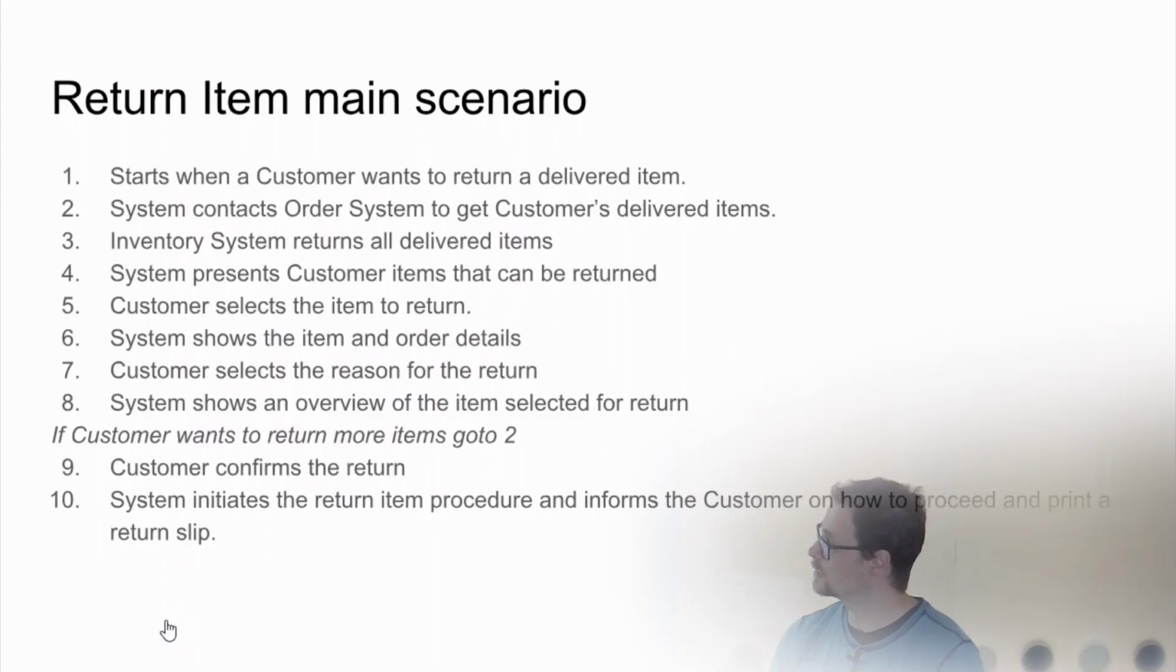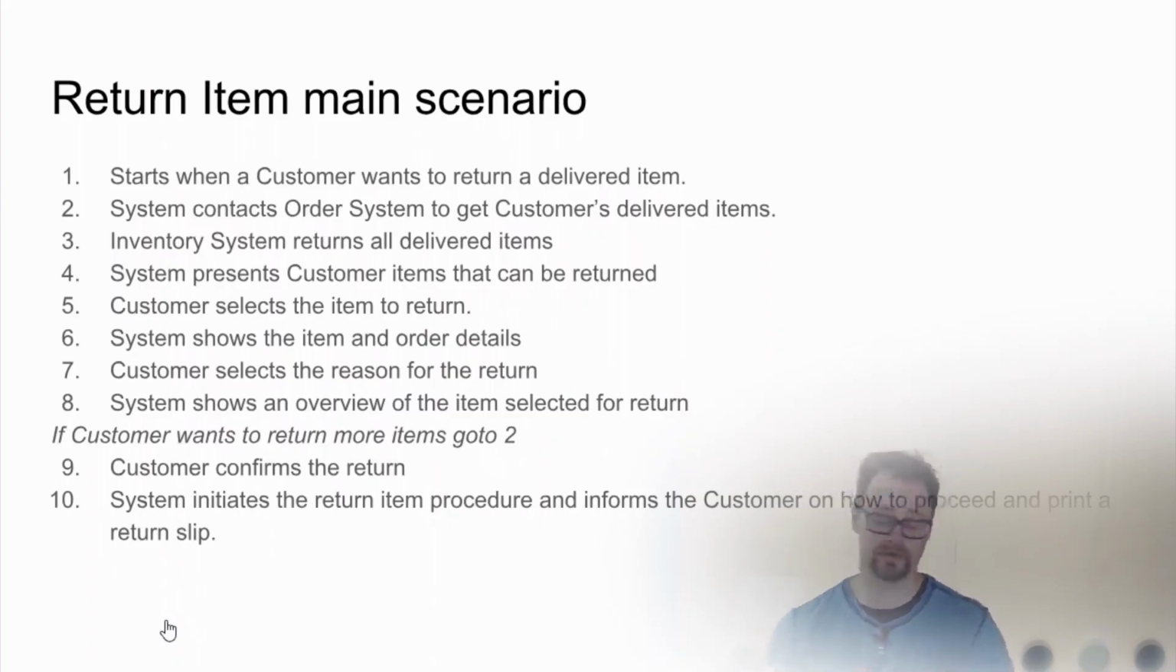This order system returns all the delivered items, and our system presents the customer with the items that can be returned, selects one, we show the item and order details, selects the reason for the return, and we show an overview of the item selected for return. And we can also go back to step number 2 if we want to return other items. And finally we confirm the return, and the system initiates the return item procedure and informs the customer on how to proceed and print a return slip.